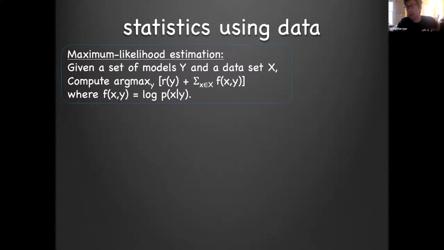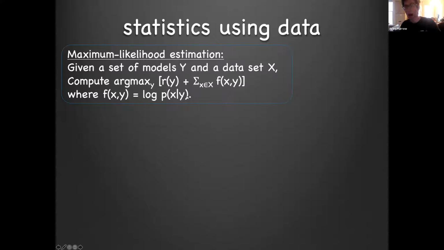So let me be a little more concrete about the type of problem I want to solve. One example of such a problem is maximum likelihood estimation, or you could also say maximum a posteriori estimation if there's a prior. You have a set of models Y and a data set X. And you assume that the data set's drawn from a bunch of data points that are independently sampled from some distribution that's given by your models. You want to find the most likely Y, the most likely model Y that could generate that data set.